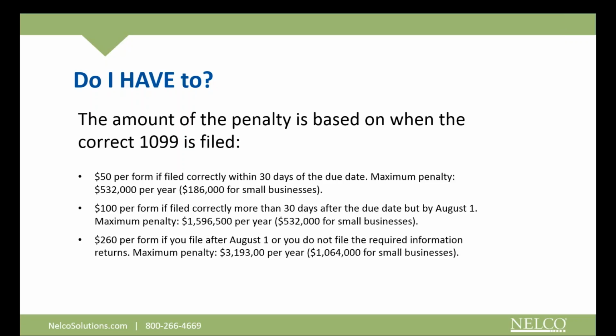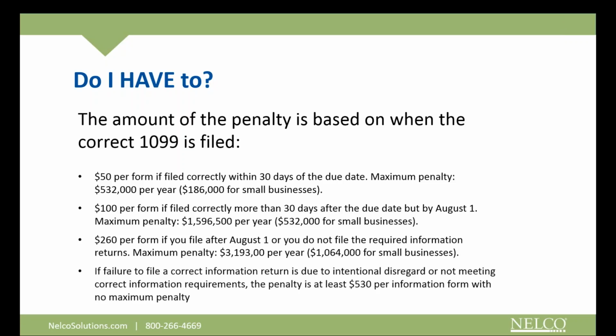If you file after August 1st or you don't file at all, it's $260 per form, with a maximum penalty of roughly $3.2 million, or just over $1 million for small businesses. The last one here is a kicker. If failure to file a correct information return is due to intentional disregard or not meeting correct information requirements, the penalty is at least $530 per information form with no maximum. So if you intentionally disregard and try to dodge this reporting requirement, the penalties get very, very stiff. Really make sure you get these done. Just get them done quickly, be done with them, and don't worry about it.